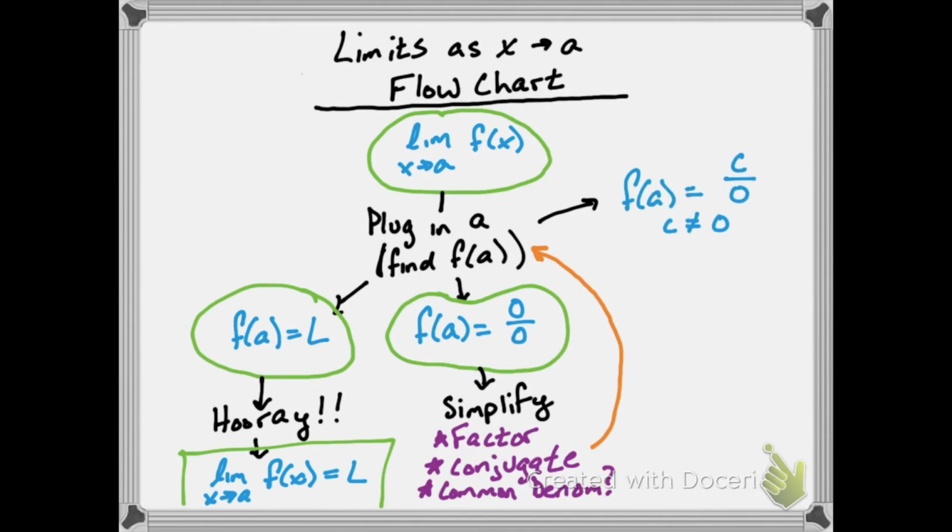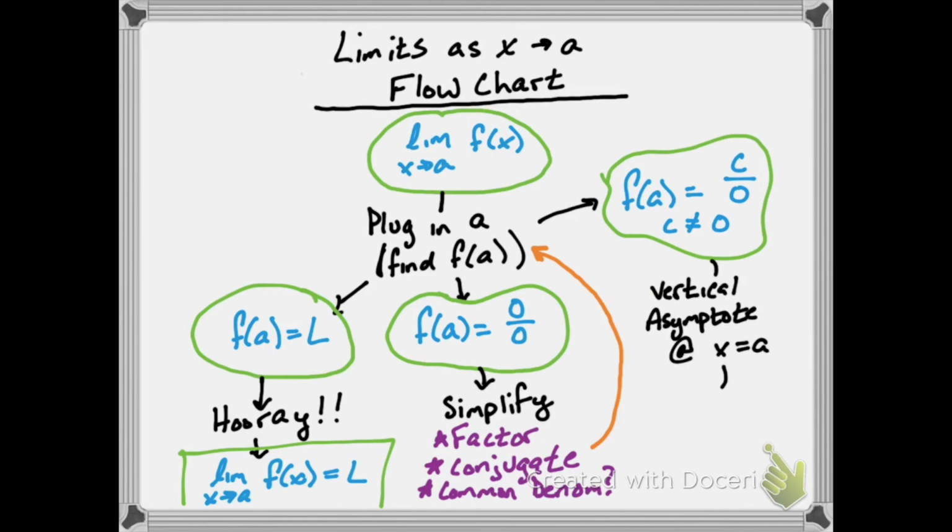The third option for what could happen when you plug in a is ending up with c over 0, where c is not 0. This 100% means you have a vertical asymptote in your function at x equals a, and because our function has to travel up or down that asymptote, we know the limit has to be infinity, negative infinity, or possibly does not exist.